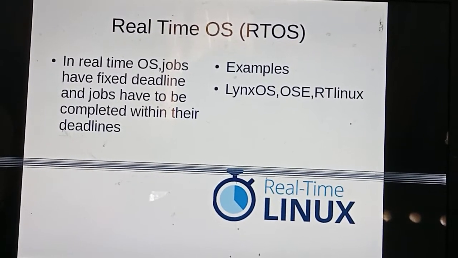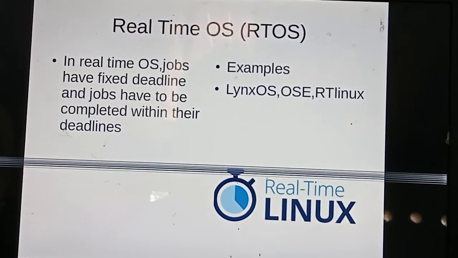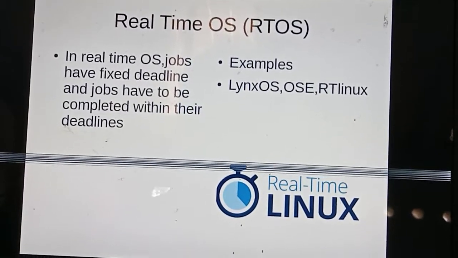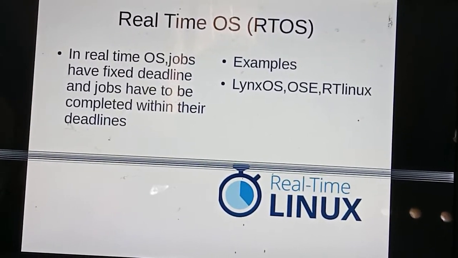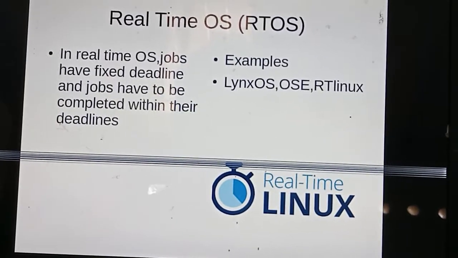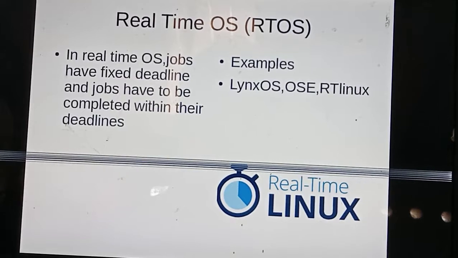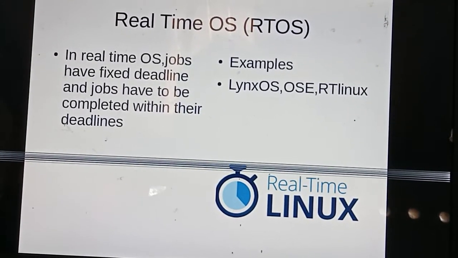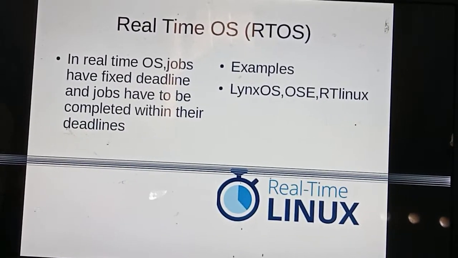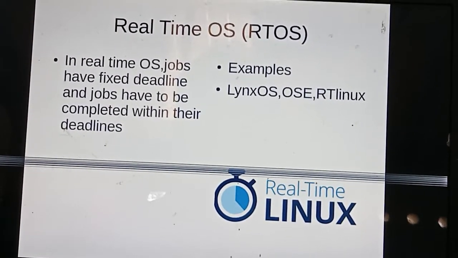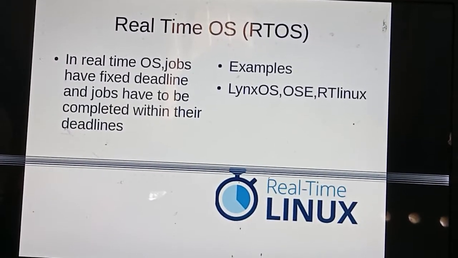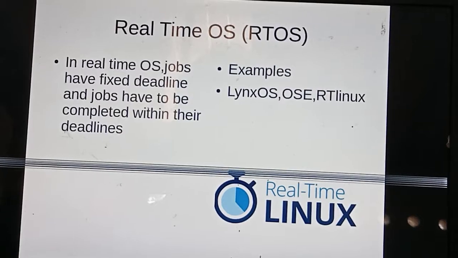So within the time interval, if the job is over or not, it doesn't matter. If it's over, it is good. Otherwise, it will not execute again. So that type of operating system is called a real-time operating system. That is, a real-time operating system is very fast because it will complete the jobs, complete the process within a small interval of time.